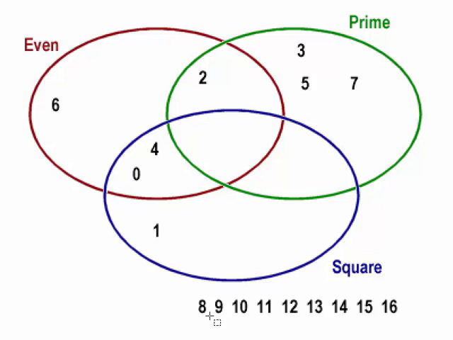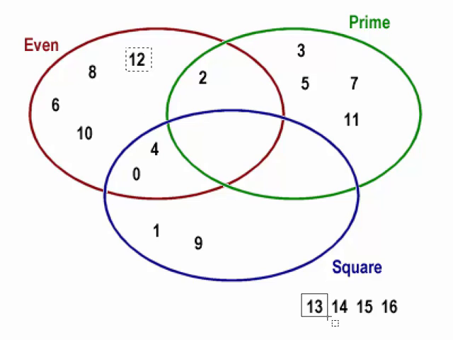8 is even, it's not square or prime. 9 is square, it's not even and it's not prime. 10 is even and it's not square or prime. 11 is prime and it's not even or square. 12 is even, not square and not prime. 13 is prime, not square and not even. 14 is even, not square, not prime.